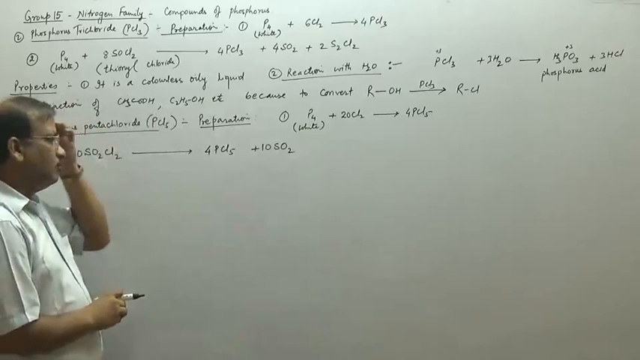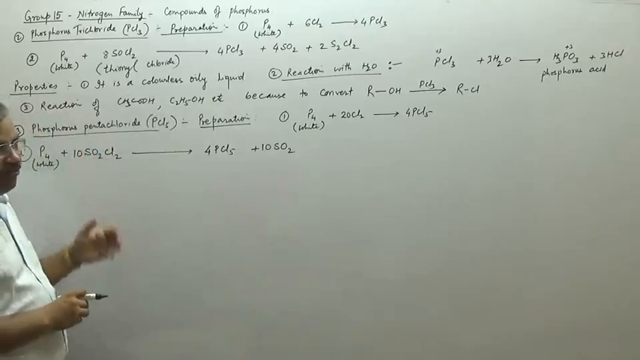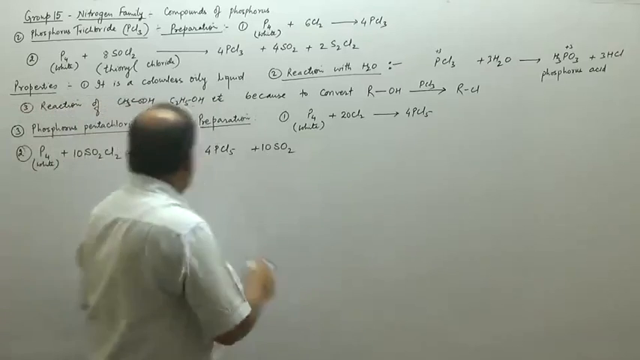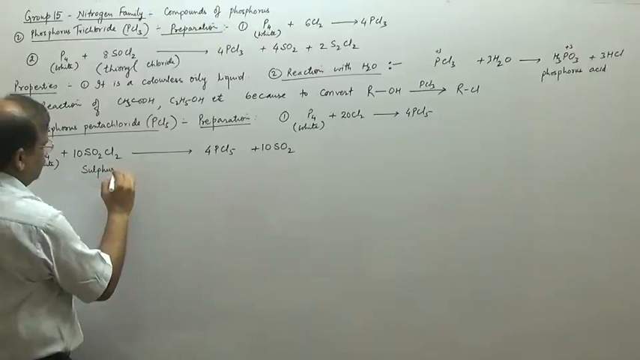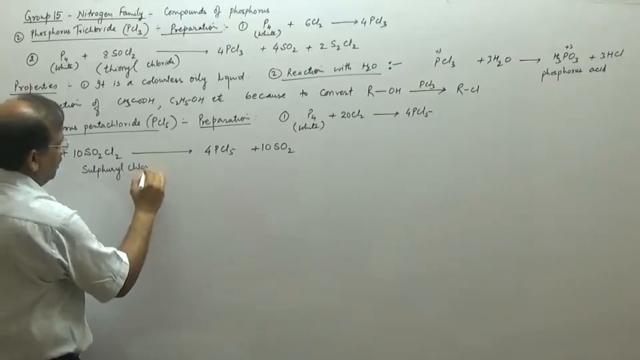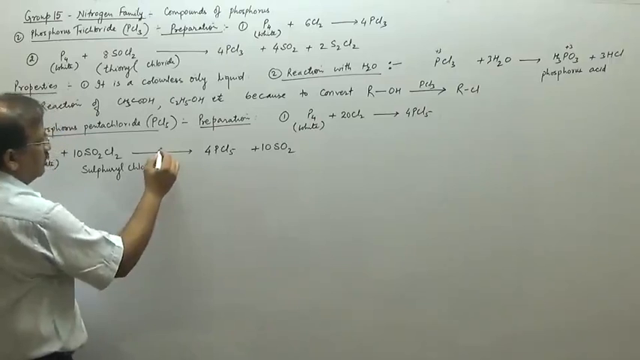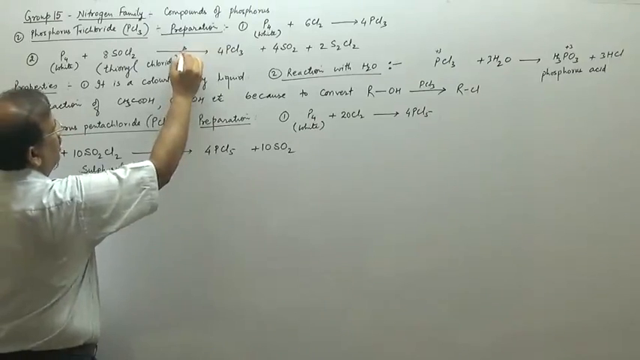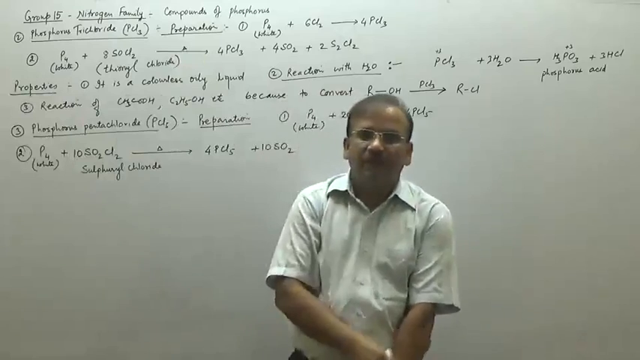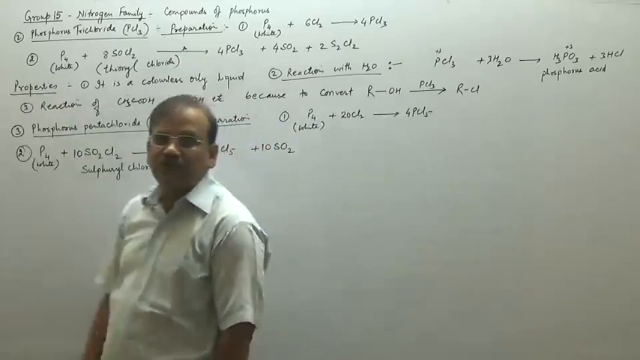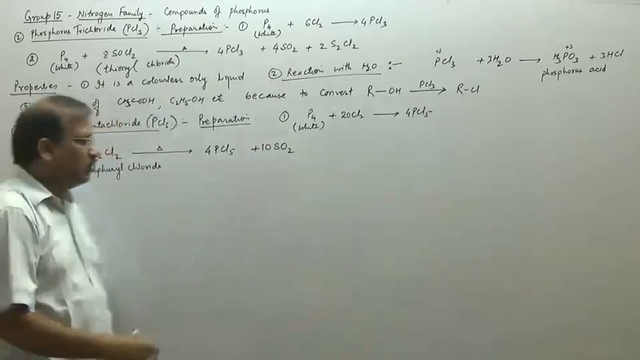So that is how we are able to prepare PCl5 by reaction with sulfuryl chloride. When P4 is treated with this, we reiterate the reaction like this, that is PCl5, phosphorus pentachloride, is formed.